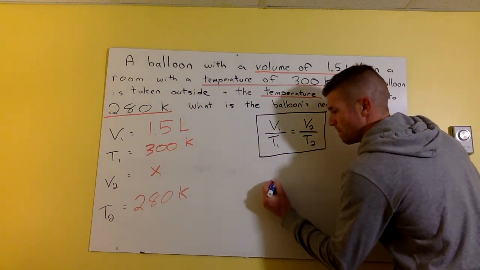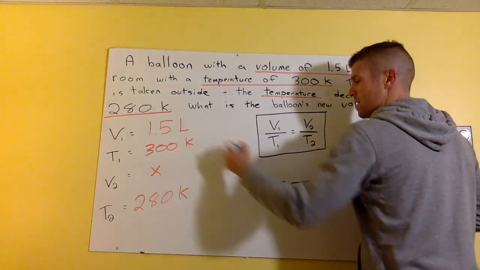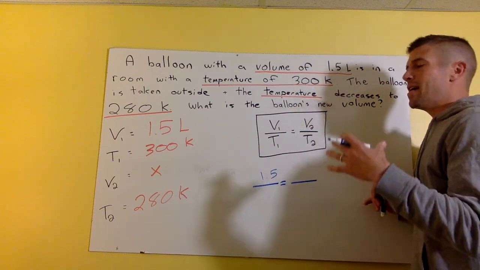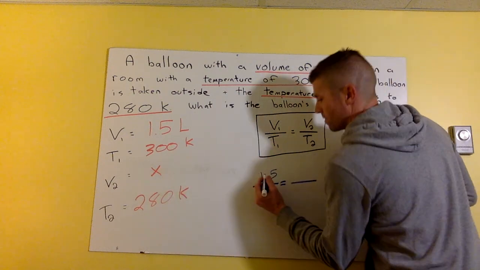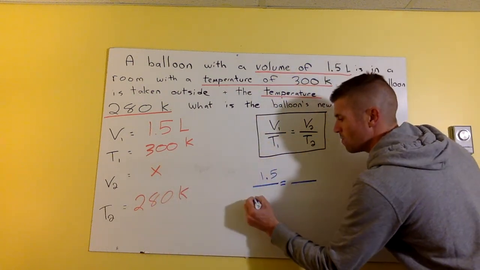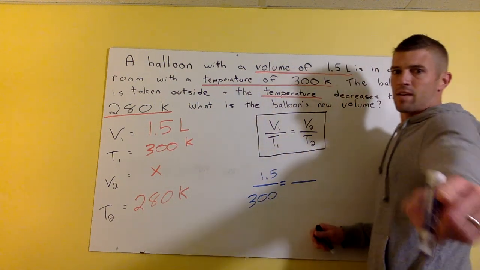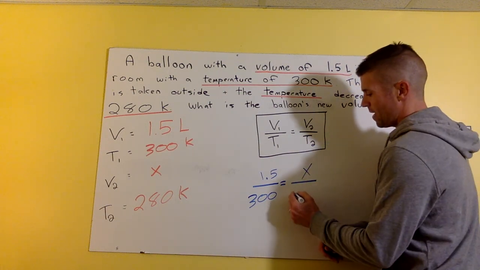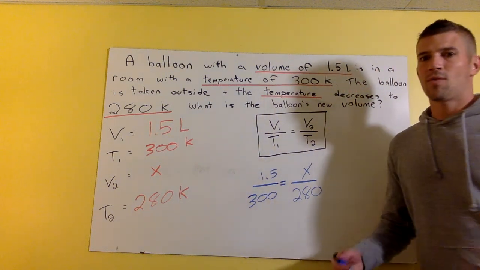I'm basically taking it up and setting up this proportion. V1 is 1.5. Again, I'm not going to bring my units over just because it's a little bit cleaner. Over here, this is a decimal. Over here, 300, that's T1. That goes on the bottom. V2 is X, and 280 is my T2. Now, how do I solve this?